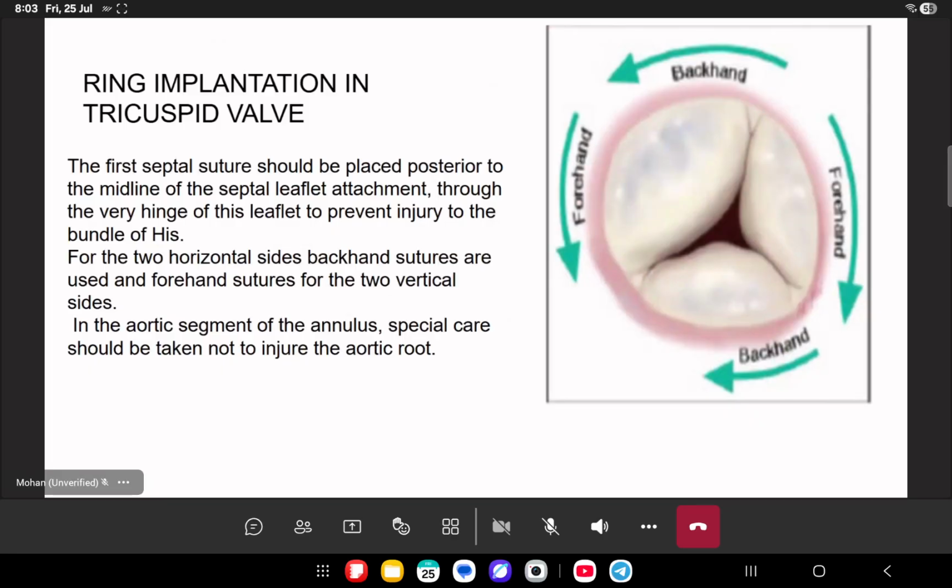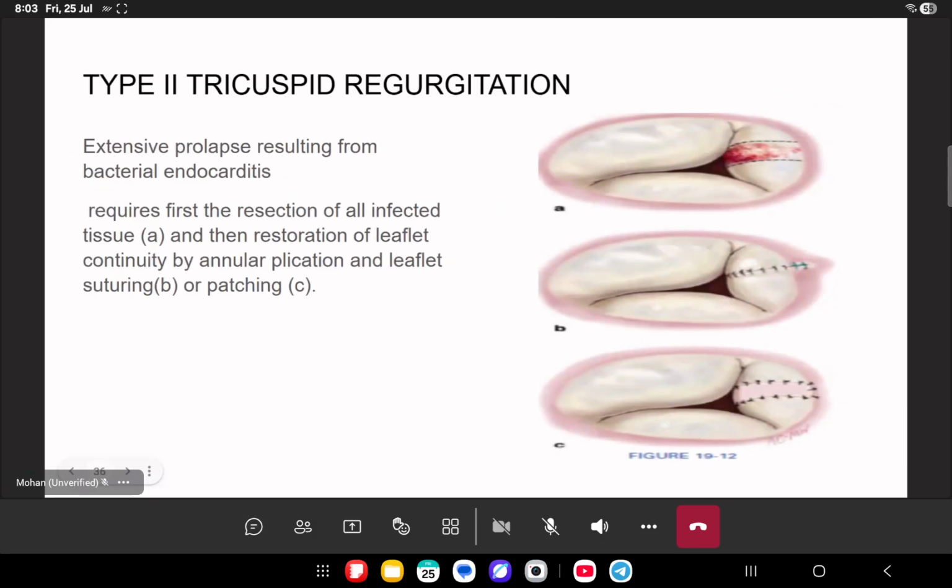Then ring implantation in the tricuspid valve. The first septal suture should be placed posterior to the midline of the septal leaflet, through the very hinge of the leaflet, to prevent injury to the bundle of His. The first stitch is the more important stitch, which we will place carefully. Here we can see the two vertical areas we will be going forehand, and two horizontal areas we will be going backhand. Again, it's a surgeon's preference.